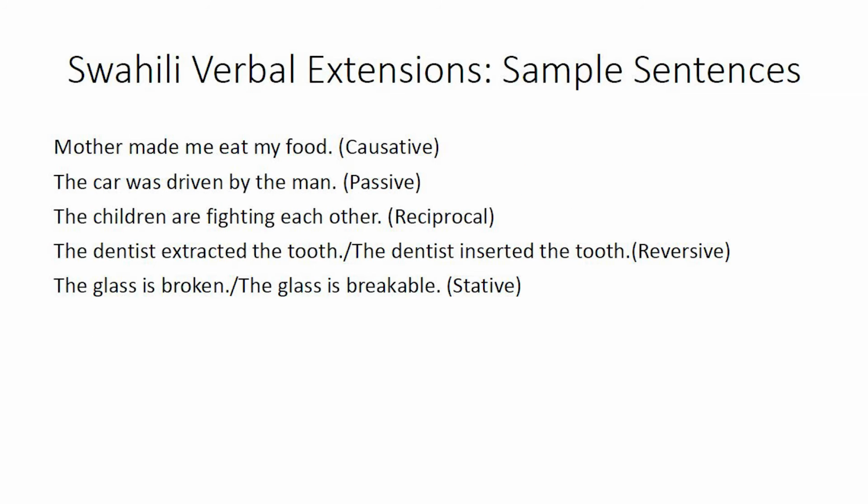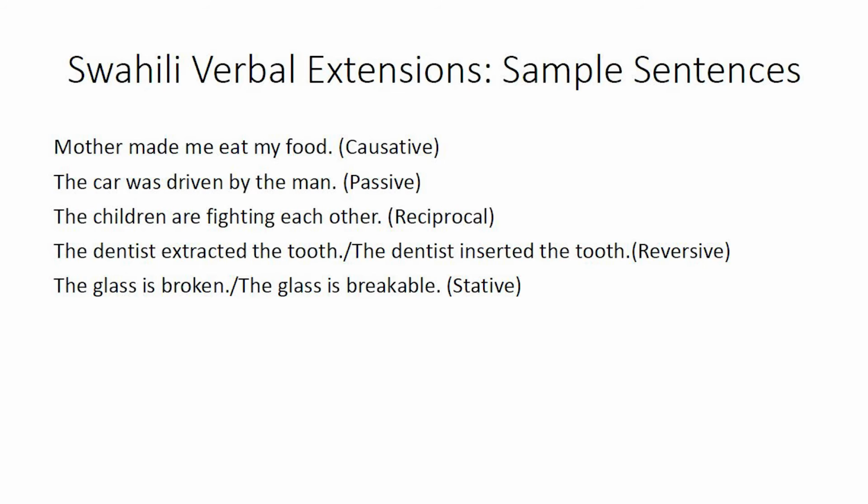So, causative: mother made me eat my food. Yeah, because you weren't going to eat it, so she caused you, she compelled you to do it. So that would be a causative sentence. Mother made me eat my food. Next is the car was driven by the man. That's passive because the car didn't drive itself. It was driven. There was action taken upon the car by the man, and the car moved.